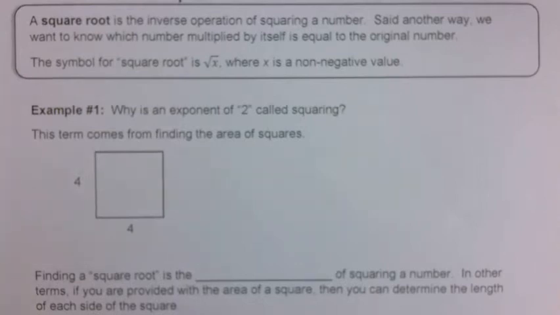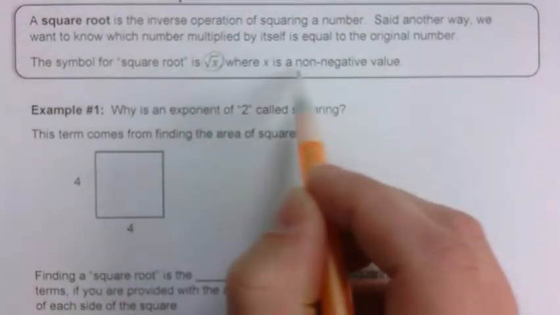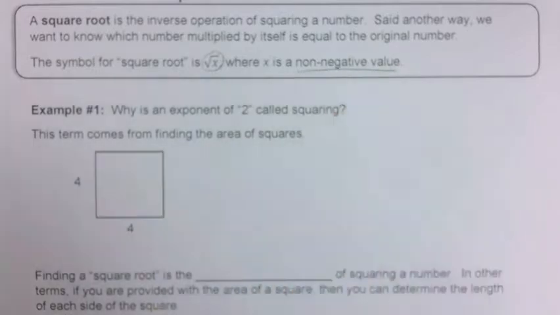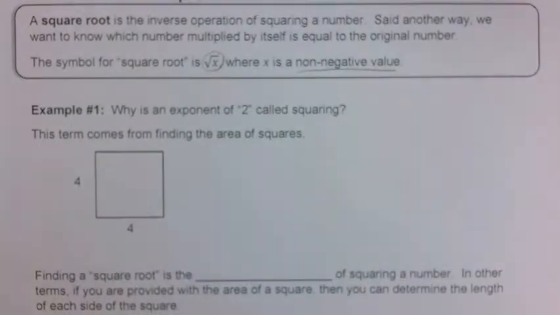In our lesson today, we're going to learn about square roots and cube roots. And we're going to start off with square roots. A square root is the inverse operation of squaring a number. Said another way, we want to know which number multiplied by itself is equal to the original number. The symbol for a square root will look like this, where x is a non-negative value. The number that's underneath this symbol can only be a positive number or zero.